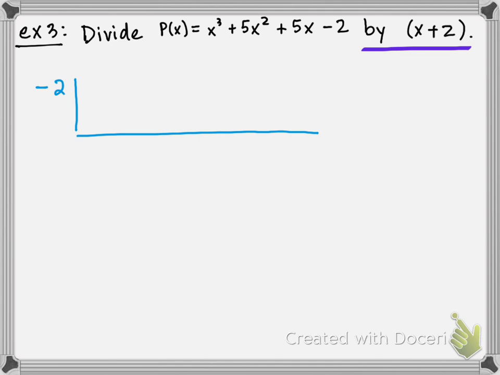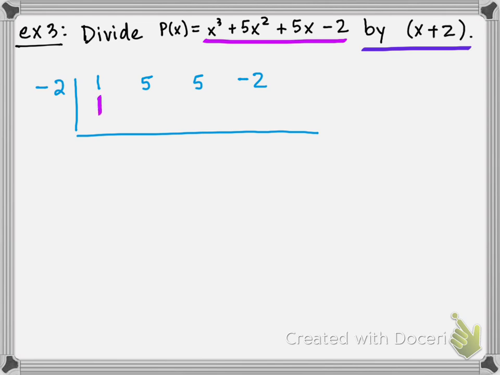Again, I caution you to look and see, is there any missing term in your polynomial p of x? Again, we have x cubed, x squared, x to the first, and x to the 0. Therefore, no missing terms, no 0 placeholder needed. 1x cubed, 5x squared, 5x, -2 as the constant.